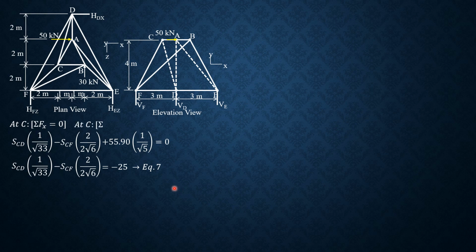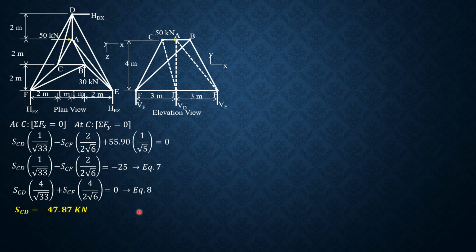Then summation forces along y equals 0, downward positive. So this is the second equation, and this is enough to solve for, there are actually two unknowns only at C, CF and CD. So SCD times 4 over square root of 33 plus SCF times 4 over 2 square root of 6 equals 0. So solving equations 7 and 8 simultaneously, we have SCD equals negative 47.87 kilonewtons and SCF is 40.82 kilonewtons, so positive tension. Then we proceed to joint D.